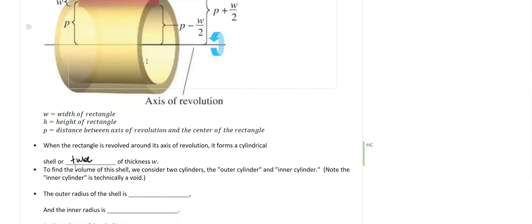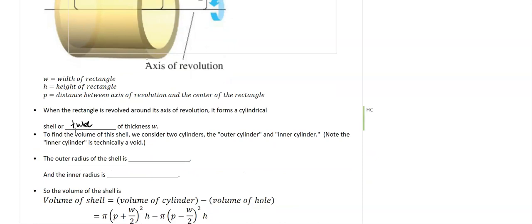There's a little bit of information here: you can go to the inner edge of the rectangle and get P minus W over 2. To the outer edge would be P plus W over 2, because P actually goes to the center of the rectangle, no matter what that width is. To find the volume of this shell, we consider two cylinders, the outer cylinder and the inner cylinder. The inner cylinder is technically a void, so we'll be subtracting it. The outer radius of the shell is P plus W over 2, and the inner radius is P minus W over 2.